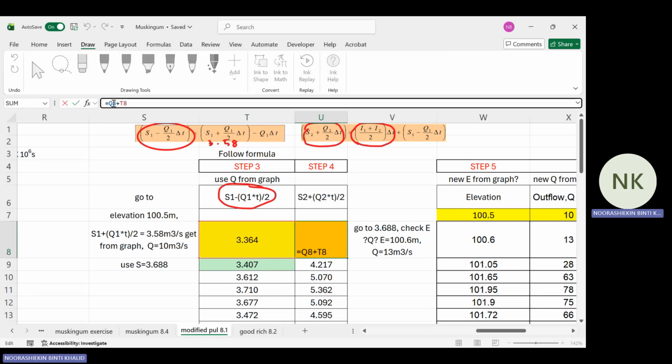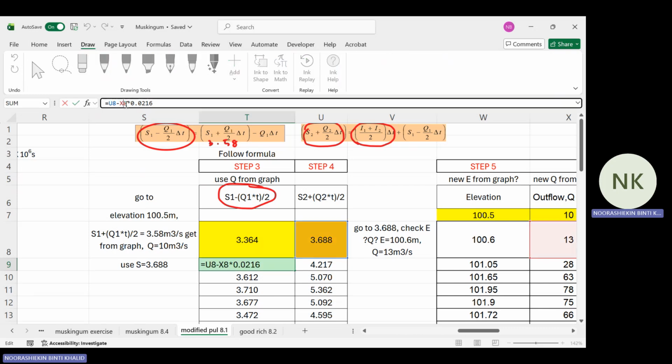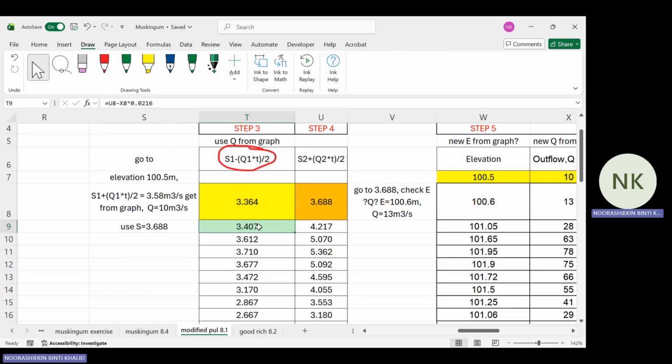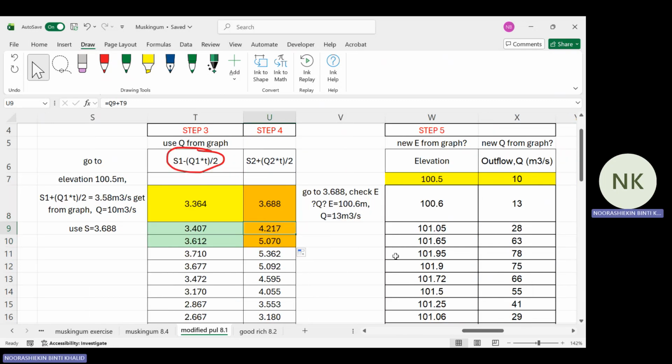So this one is I average. This one is S1 minus Q1 divided by 2. So for this step, use this one. So for the next step, use this value, 3.688. So you got 3.47, then drop down, got 3.62. Also this one, so just drop down the value. So next, step number 5.